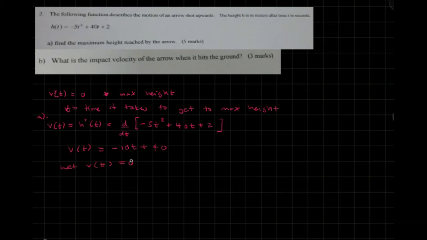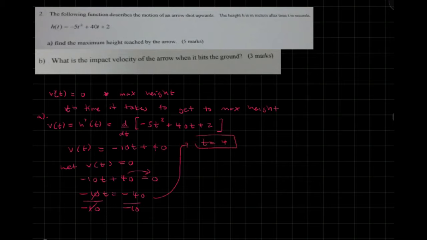And we want to let the velocity function equal 0. We're doing this because when the velocity function is 0, the object is temporarily at rest, and it also reaches its maximum height. We want to solve for the time it takes to get to the maximum height, so I'm going to solve this equation. Negative 10t plus 40 is equal to 0. I'm going to move the 40 to the other side. Negative 10t is equal to negative 40. I'm going to solve for t, so I'm going to divide by negative 10 on both sides. In this case, t is equal to 4 seconds.